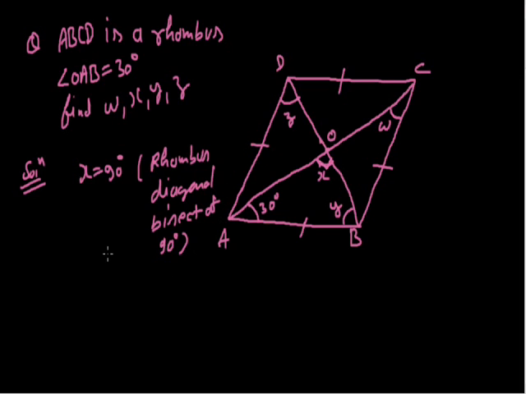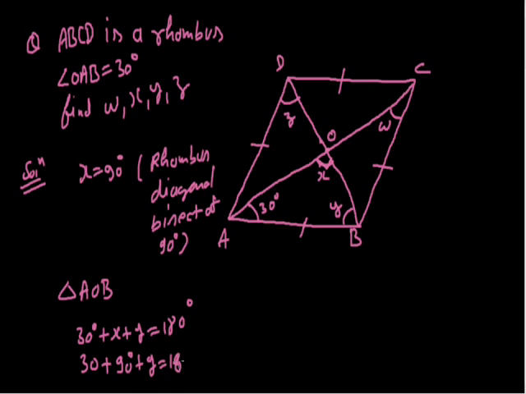Now in triangle AOB, we apply the angle sum property, that is 30 degree plus X plus Y should be equal to 180 degree. So 30, X is 90 degree, plus Y equals 180 degree.